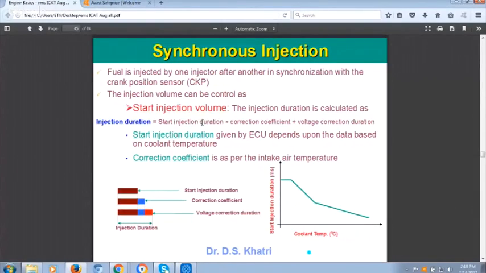Now this is not sufficient. A very important thing is happening when you are cranking. What happened during cranking?